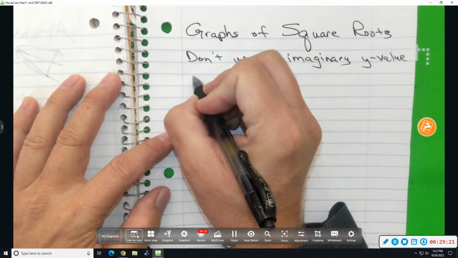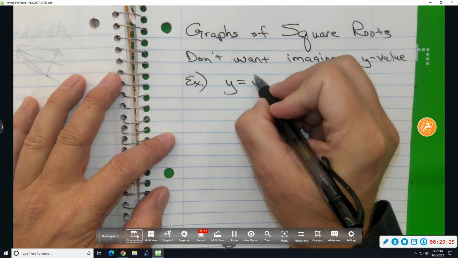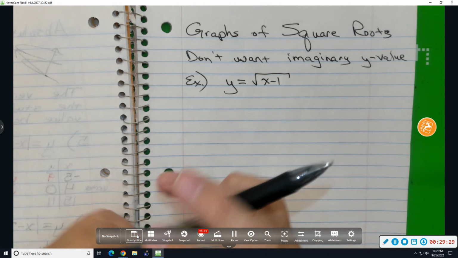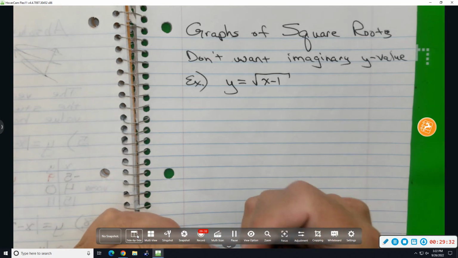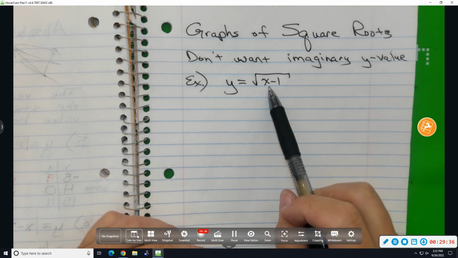For example, y equals the square root of x minus 1. I always like to plug in 0. 0 is usually pretty easy. But in this case, could I use 0 for x?